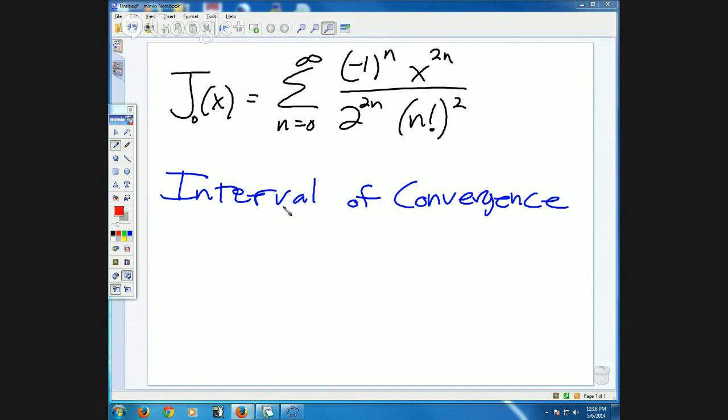What do you call x on the calculator for a power series? Do you want to graph this? See, that's the problem. If you don't know the interval, you don't know what x can be.